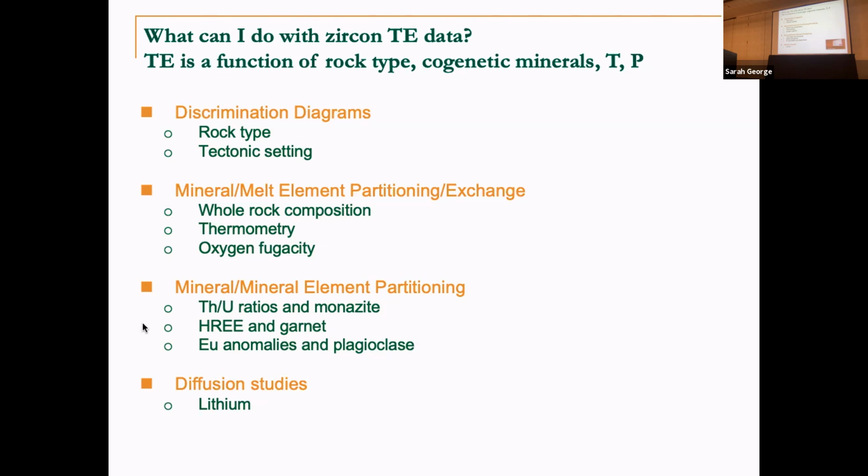We can look at growth of cogenetic phases. If there's monazite growing, that's going to control our thorium-uranium ratios. If there's garnet growing, that's going to control our heavy rare earth abundances. And then diffusion studies, which I'm going to completely ignore because I know nothing about them.